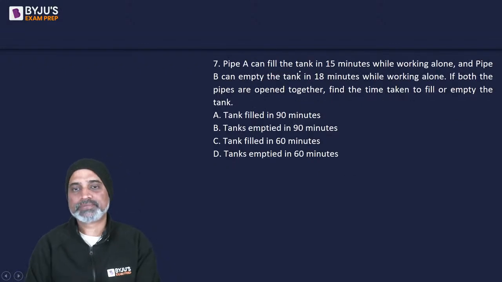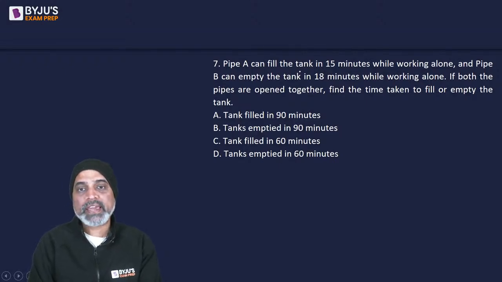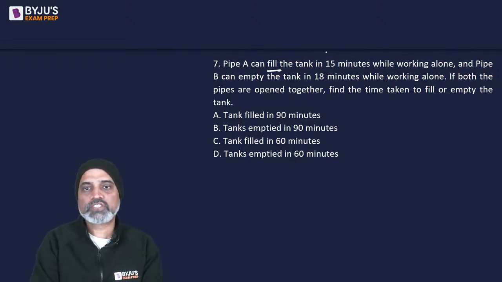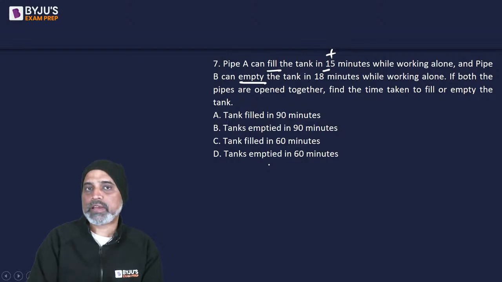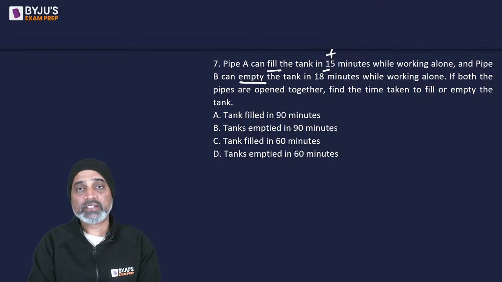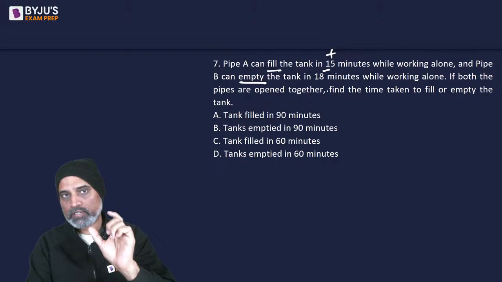Okay, next. Again, another question on pipes and cisterns, time and work. Pipe A can fill the tank in 15 minutes because it's filling, so we will take plus while working alone. And pipe B can empty since it's emptying it, so we will take negative. If both the pipes are open together, find the time taken to fill or empty the tank. Very straightforward question. Plus will represent filling it up, minus will represent emptying it. Now, how much time does the pipe A take to fill it up? It takes 15 minutes.